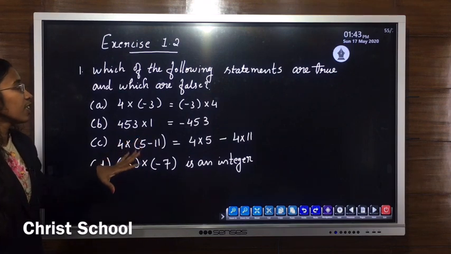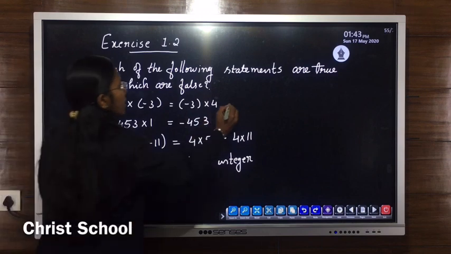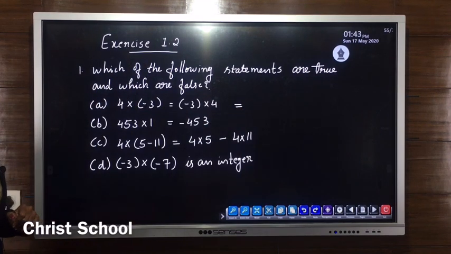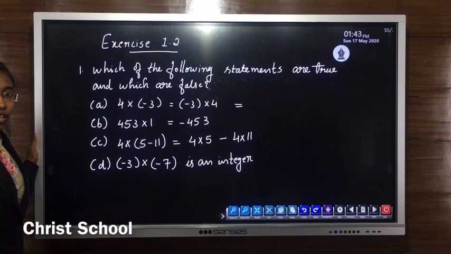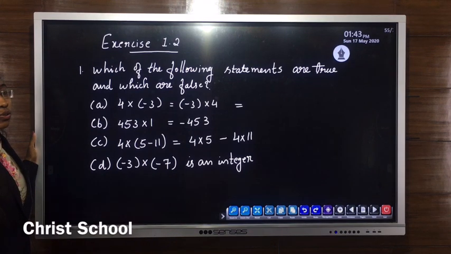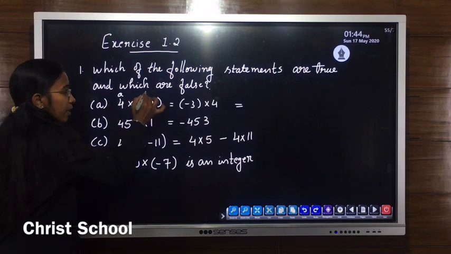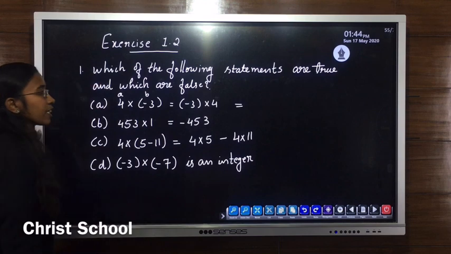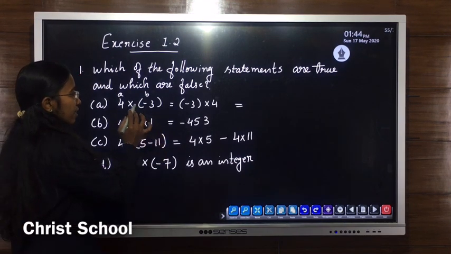Our question: which of the following statements are true? Okay, so check our first statement. First statement, 4 into minus 3 equal to minus 3 into 4. Actually this is a direct application of the commutative property. Commutative property means A into B equal to B into A, which means here at the place of A, 4, at the place of B, minus 3. So we know that the commutative property is satisfied under multiplication, which means just check the answer.